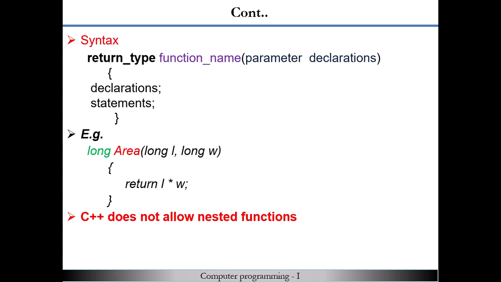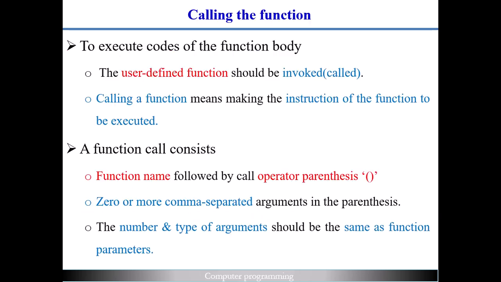The header part is the first one: return type, function name, and parameters. Example: long area(long L, long W). Return L times W is the body part of our function. Note that inside a function, it is impossible to use nested functions, or to declare another function in C++.